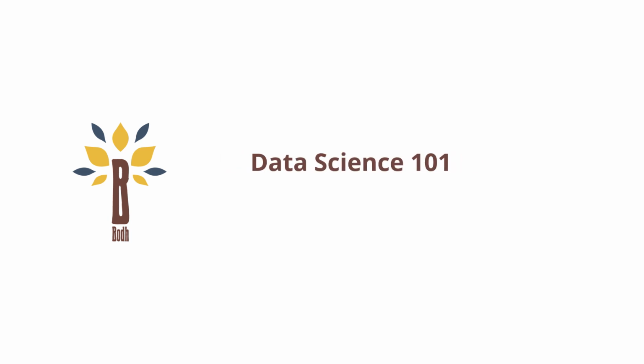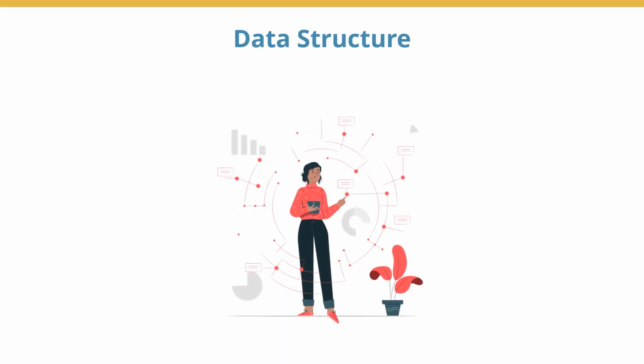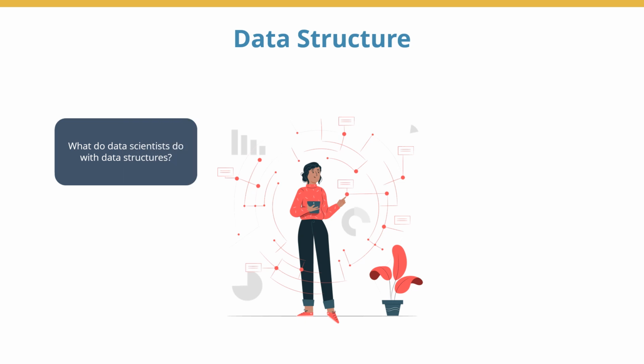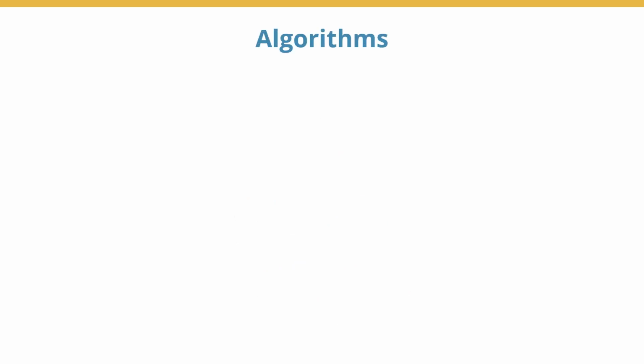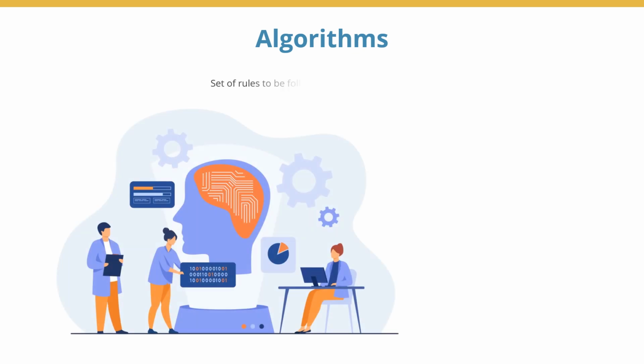Data Science 101. Algorithm away. What and why? There are different data structures in place. What do data scientists do with the data structures? How do they manipulate or access data from these data structures? By means of algorithms. An algorithm is a process or set of rules to be followed in order to achieve a particular goal. They are used to basically optimize processes.